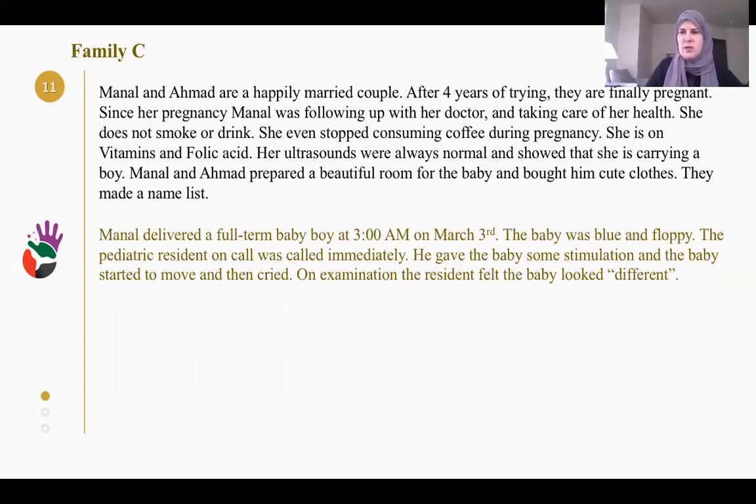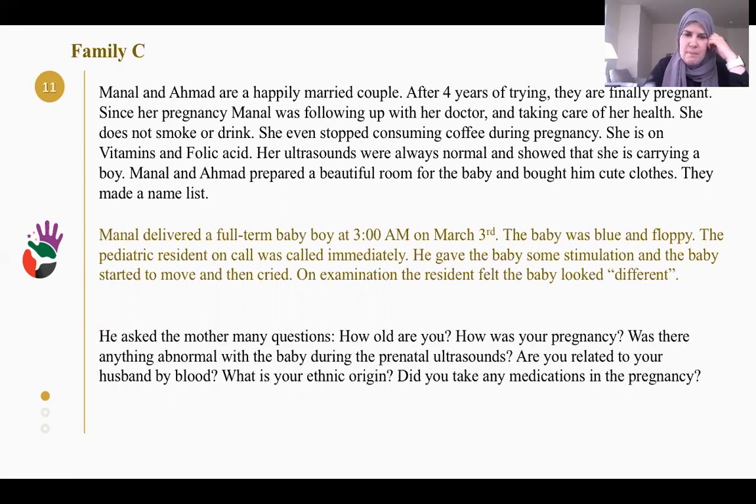But for this resident, who hasn't seen a lot of children with Down syndrome yet, wasn't quite sure what he was dealing with. And so he starts to ask the mother various questions. And I'll leave the questions here for you to see them. But my question to you is, what do you think about the doctor's questions?